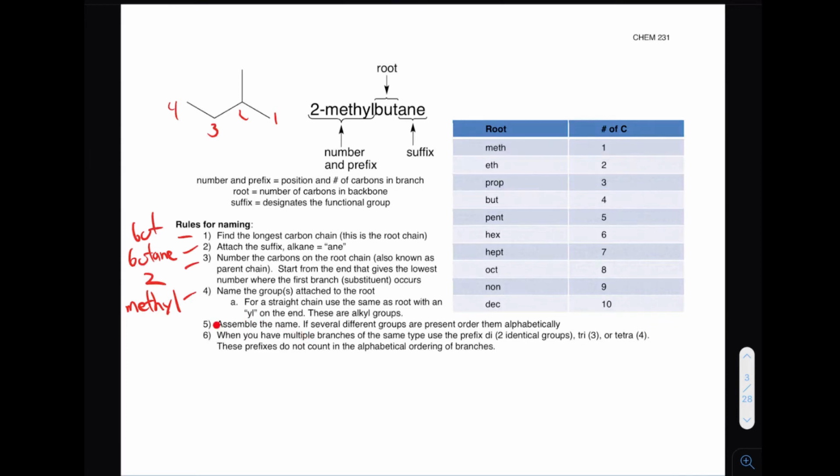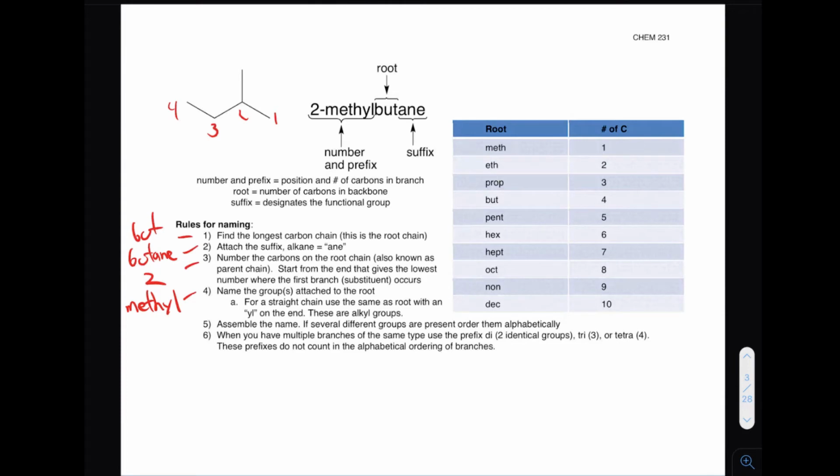We have to assemble the name, okay? In this case, it's not fairly complex. There'll be examples where we have additional things going on, right? More branches. But if different groups are present, we order them alphabetically. And if there are multiple branches of the same type, we'll use these different prefixes to denote that. Okay, and we'll go into some examples of that so it's clear what I'm referring to.